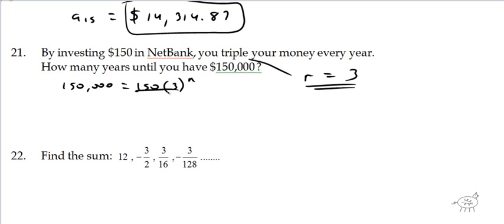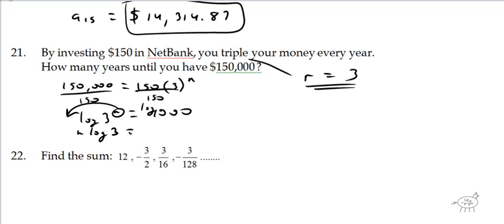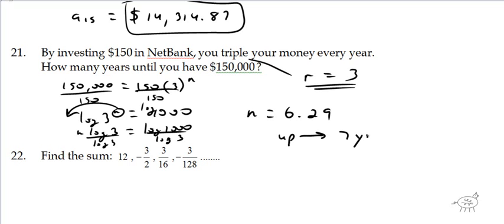And of course, we're going to divide first by 150. So you get 3 to the n is 1,000. And then I take the log of both sides. Got to use logs when you're looking for that exponent. So the n comes to the front. And so we have n log of 3 equals log of 1,000. And I divide by log of 3. And n comes out to be, well, actually it's not a nice number, 6.29. So if you put 6 years, it's not true because it doesn't triple your money until the 7th year. 6 years is not enough. So you need to round up, and you get 7 years.